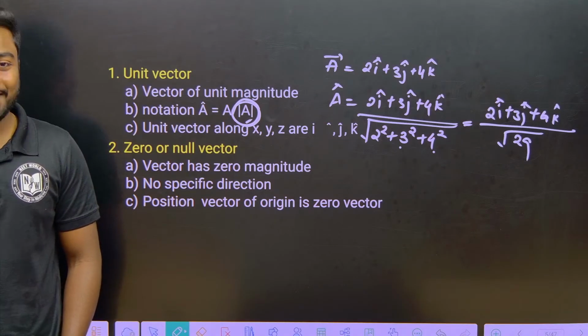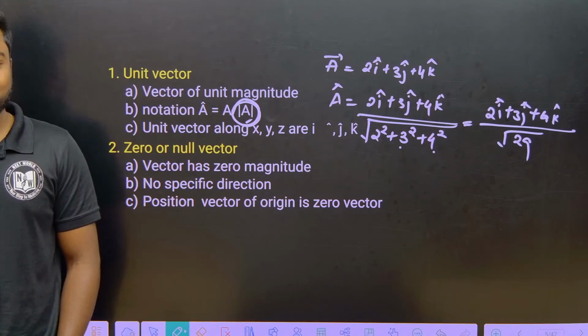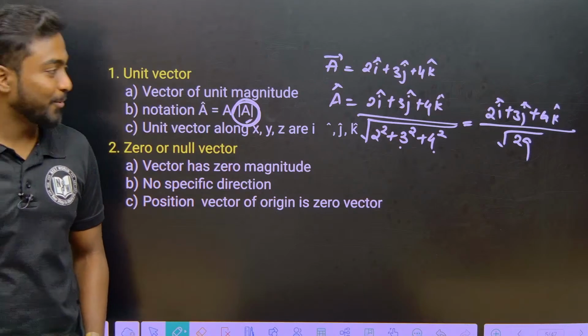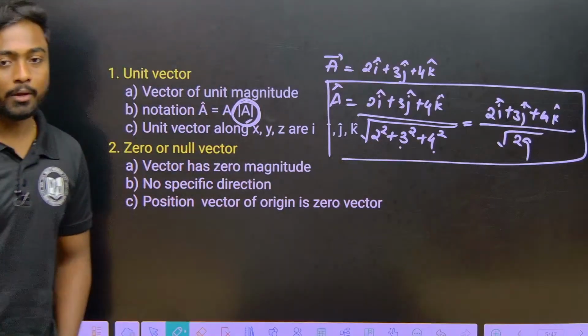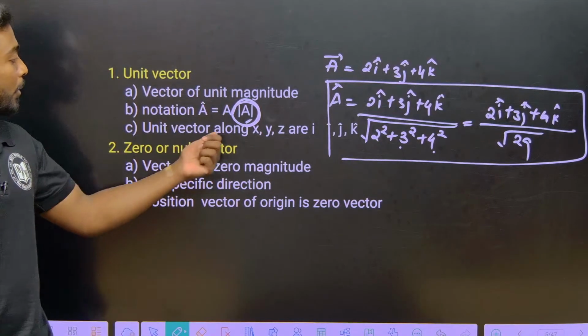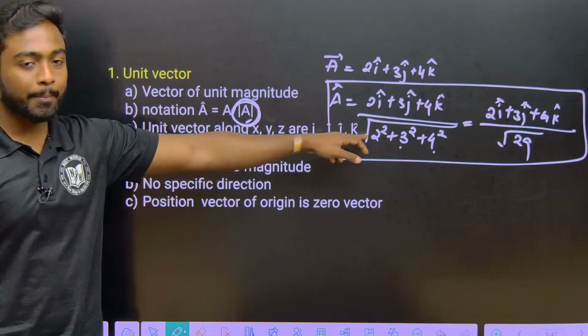29, right? 16 plus 9, 25. 20 plus 5, 4, 29. Okay. So this is my unit vector. So unit vector along x, y, z are I cap, j cap, and k cap.